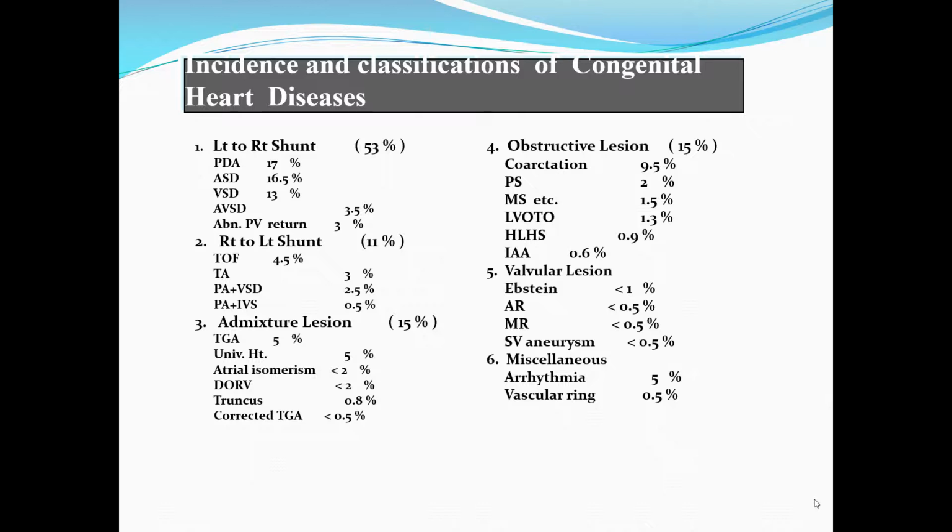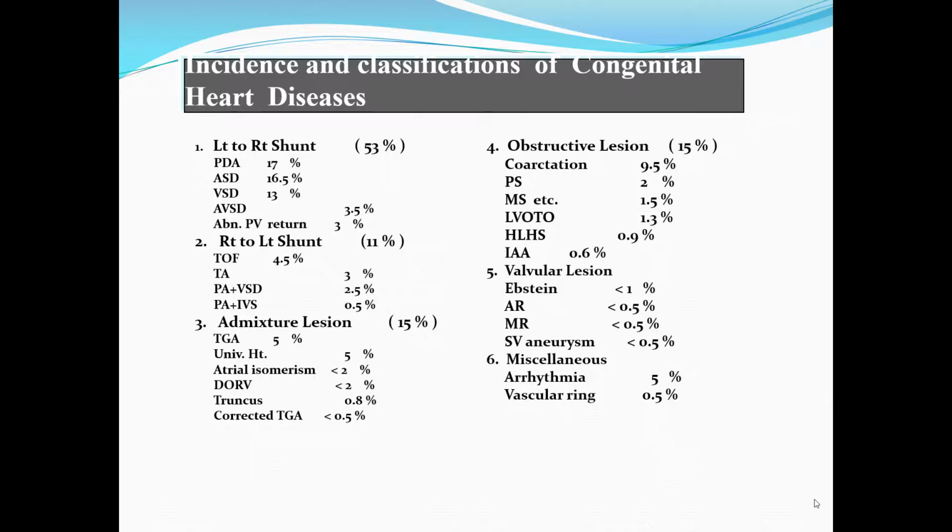Third class of congenital heart disease, for example, admixture lesions like transposition of the great arteries, univentricular heart, atrial isomerism, double outlet right ventricle, truncus arteriosus, corrected TGA.